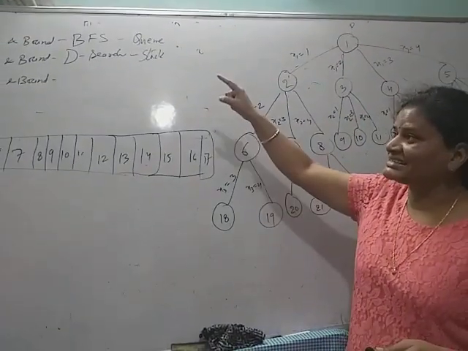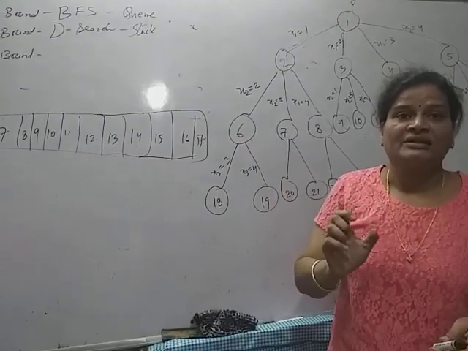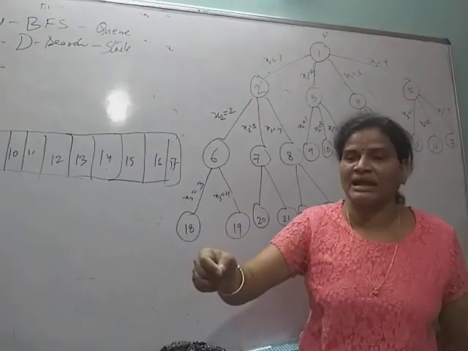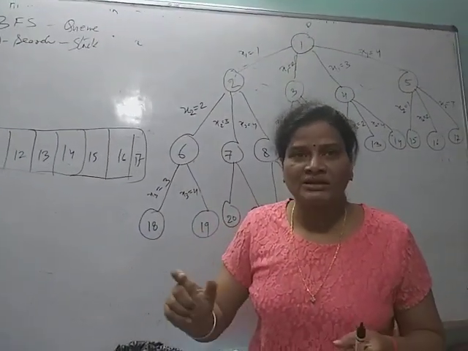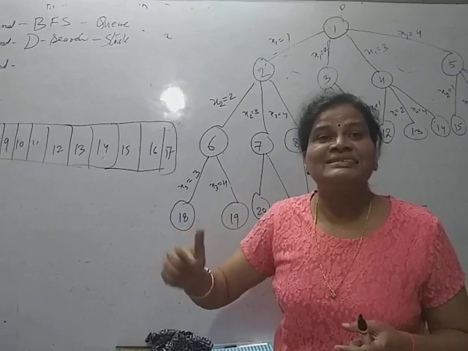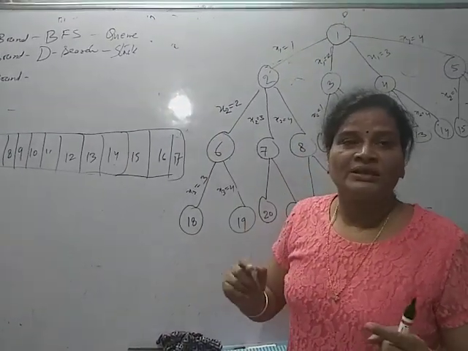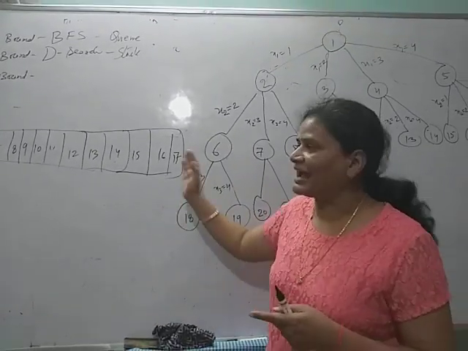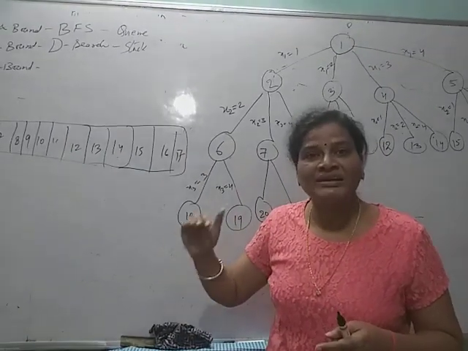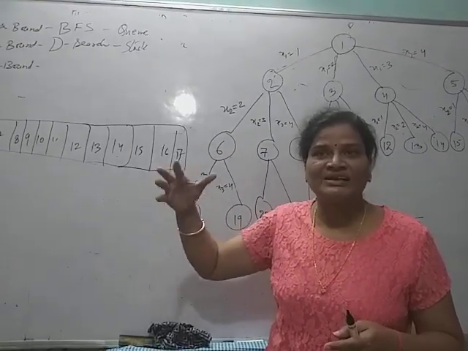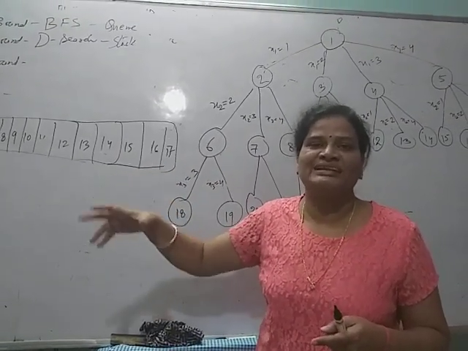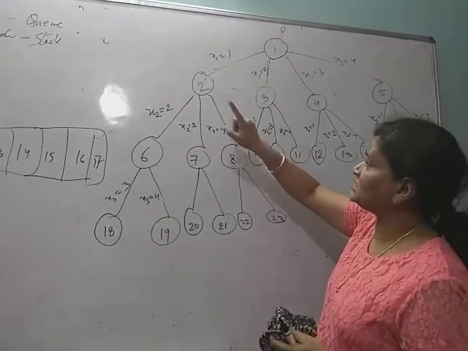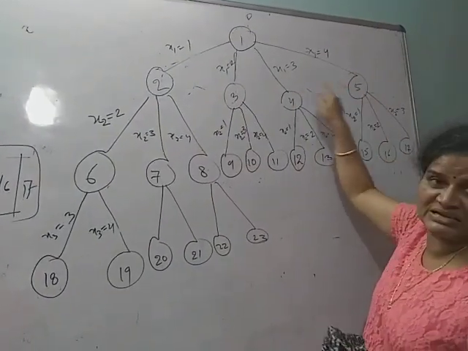Now these 3 mechanisms differ in the way the list of live nodes is maintained at any particular time, that is, which live node will become the next E node. So in FIFO the queue is maintained and all the live nodes generated are added into the queue, and the front element of the queue, that is the first live node generated, will become the next E node. Okay. Now again, carefully see the numbering here. Numbering is very important.